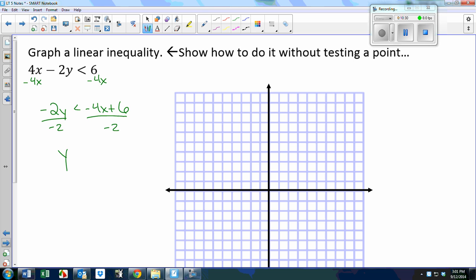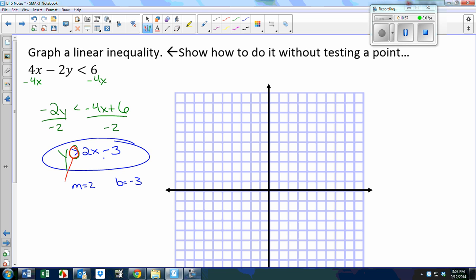So y, and if you divide by a negative, the less than has to be flipped to greater than to keep that inequality true. Negative 4 divided by negative 2, positive 2 times x, and 6 divided by negative 2, negative 3. So our slope is 2. Our y-intercept, negative 3.